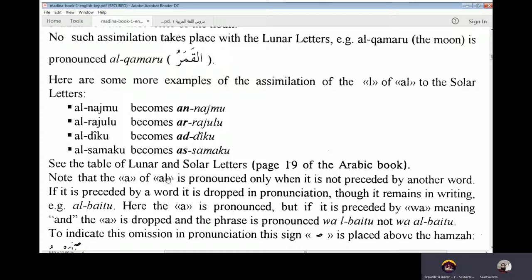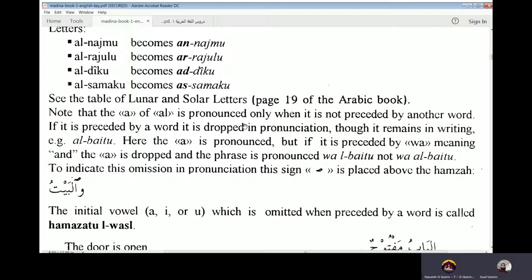Note that the A of Al is pronounced only when it is not preceded by another word. If it is preceded by a word, it is dropped in pronunciation. A means Alif, okay? The alif is dropped in pronunciation, though it remains in writing. Example, al-baytu. Here the alif is pronounced, but if it is preceded by wa, meaning and, the alif is dropped and the phrase is pronounced wal-baytu, not wa-al-baytu.